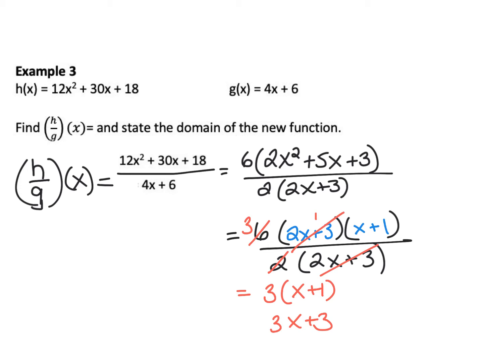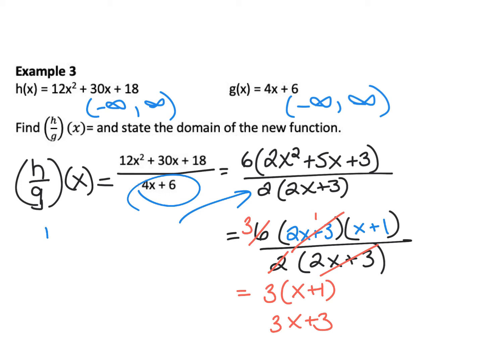All right, let's talk domain. So the domain of both a quadratic and a linear function would be all real numbers. So the intersection of negative infinity to positive infinity would be the same. But now check out the denominator. Is there anything that's going to cause this to be equal to 0?